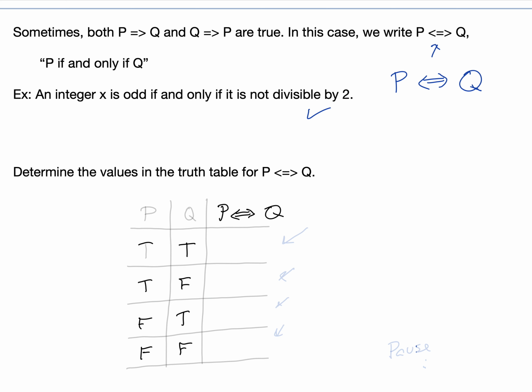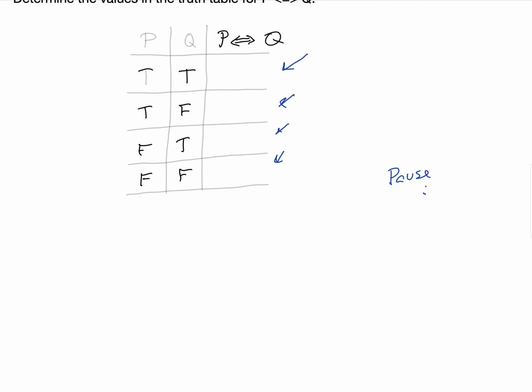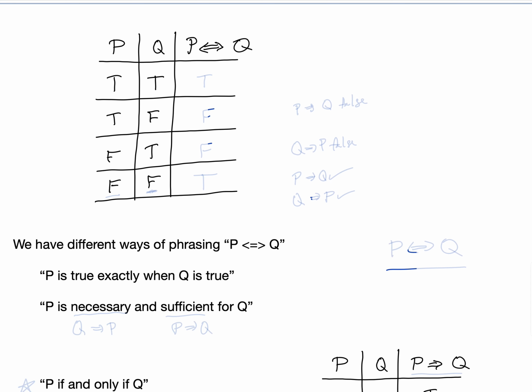So I'd like you to, again, take a pause and determine the values in the truth table for P if and only if Q. On the left, we've got all the different possible truth values of P and Q together, and I'd like you to fill in the truth values of P if and only if Q in each of these cases. So give that a quick try. All right, so if P is true and Q is true, then P implies Q and Q implies P are both true. If P is true and Q is false, then P implies Q is false, so false.